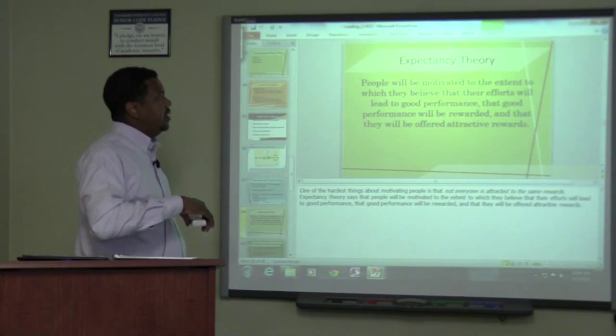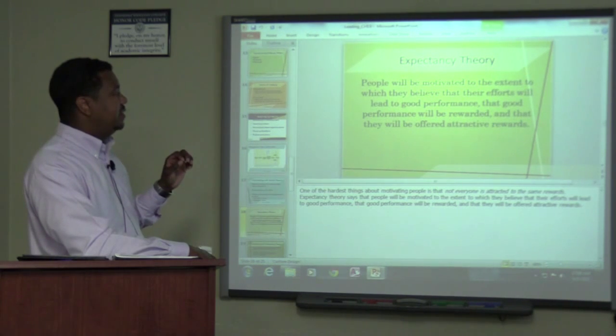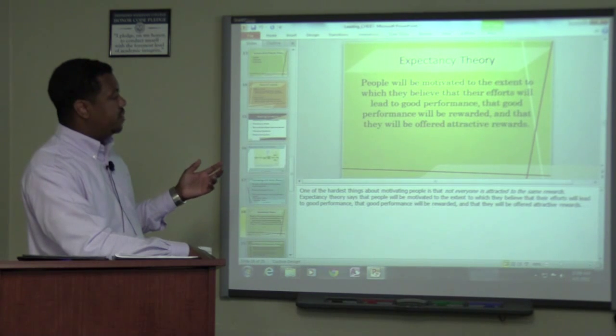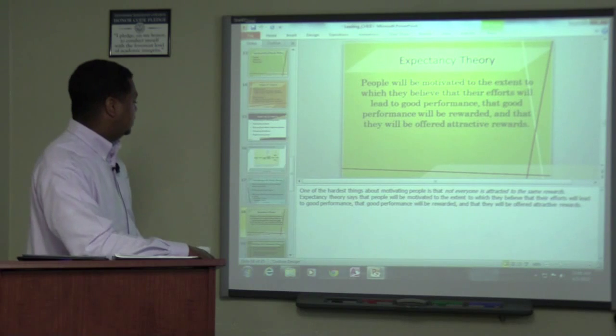All right, so let's switch to another theory here. We have expectancy theory, which means that people are motivated to the extent to which they believe that their efforts will lead to good performance, that the performance will be rewarded, and that they will be offered attractive rewards.